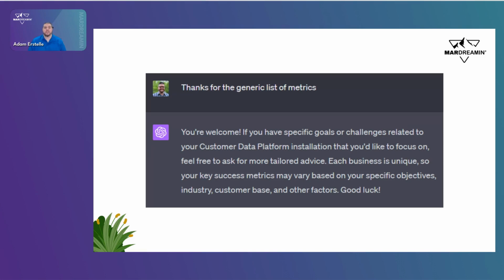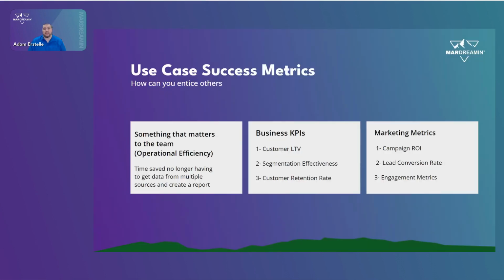But if we want to measure the success of a particular use case, right, that's going to be different metrics than measuring the success of an implementation or measuring the success of an actual product. So how can we entice other teams to want to pursue Data Cloud for their either department or business units, right? Like I was saying earlier, something that matters to the team. It can be operational efficiency, it can be anything, right? But that's very likely to be something that'll help drive the adoption across the team.